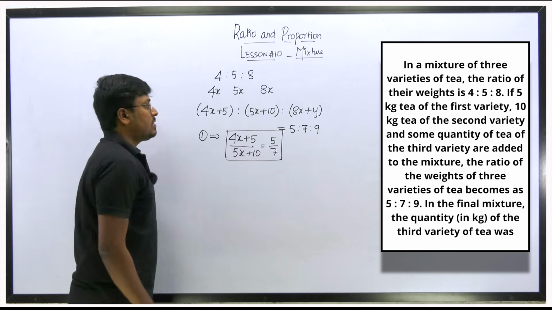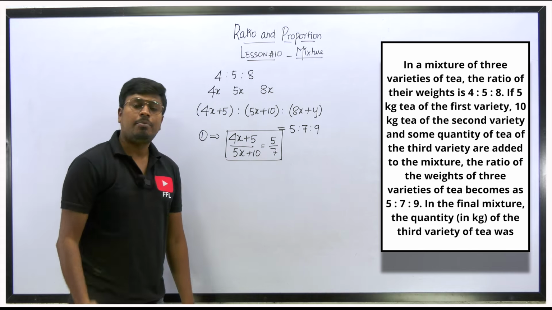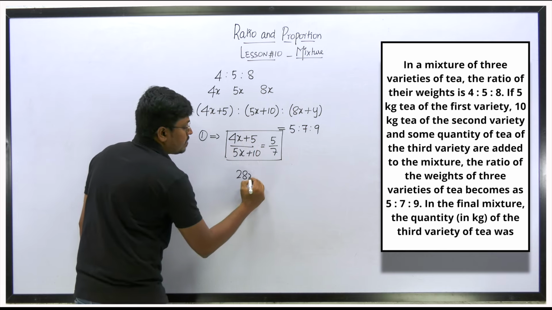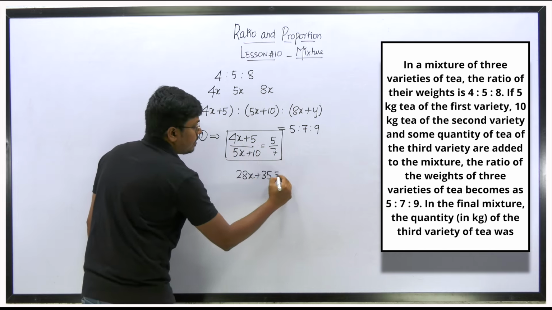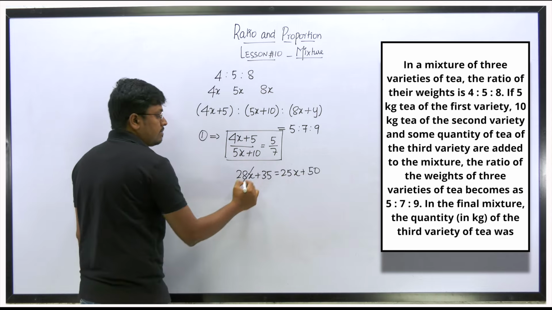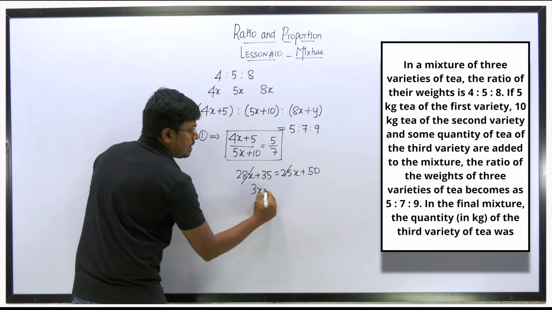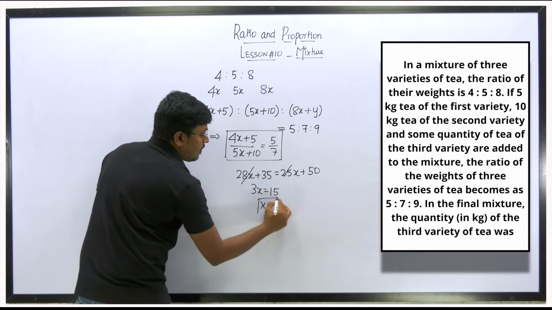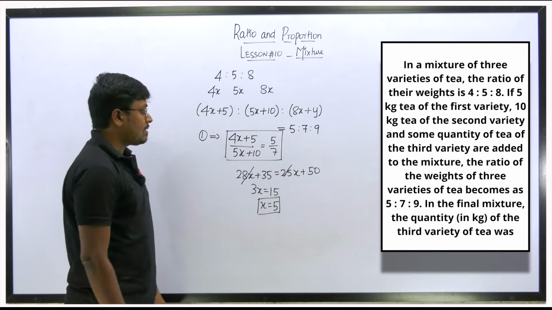Understood or not, right? So now I am going to cross multiply it and find the value of x. If I cross multiply, this becomes 28, so 35, so 25x plus 50. So now this becomes 3x is equal to 15, so x is equal to 5. So finally we got the value of x is equal to 5.